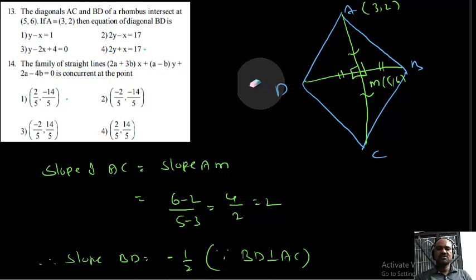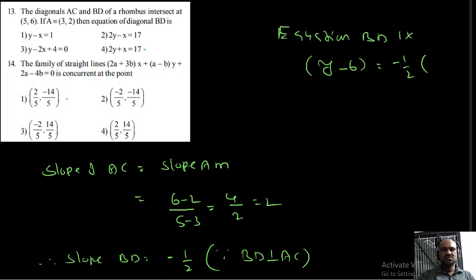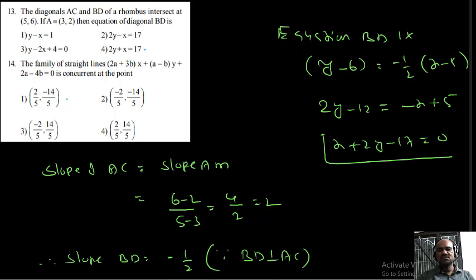Okay, so now I want to find the equation of BD directly, because a point is there, that is 5, 6. Equation of BD is y minus 6 equal to slope minus 1 by 2 into x minus 5. 2y minus 12 equal to minus x plus 5, or x plus 2y minus 17 equal to 0. This is the equation of the straight line BD. x plus 2y equal to 17. So I will go with the fourth option.